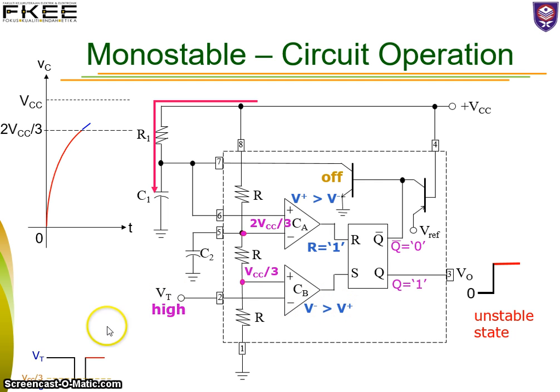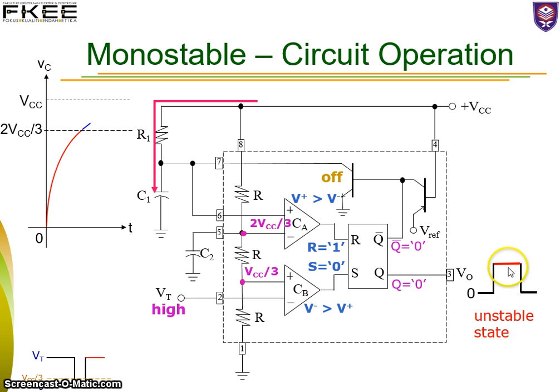Why is VT high? Because you trigger only for a short time. Once you trigger, it will go back to a high state. So that's why your VT is high, and it is greater than VCC over 3. So V minus is greater than V plus, so set will receive 0. When set is 0 and reset is 1, your Q will be back to 0. So you have a 0 output again, which is back to the stable state.